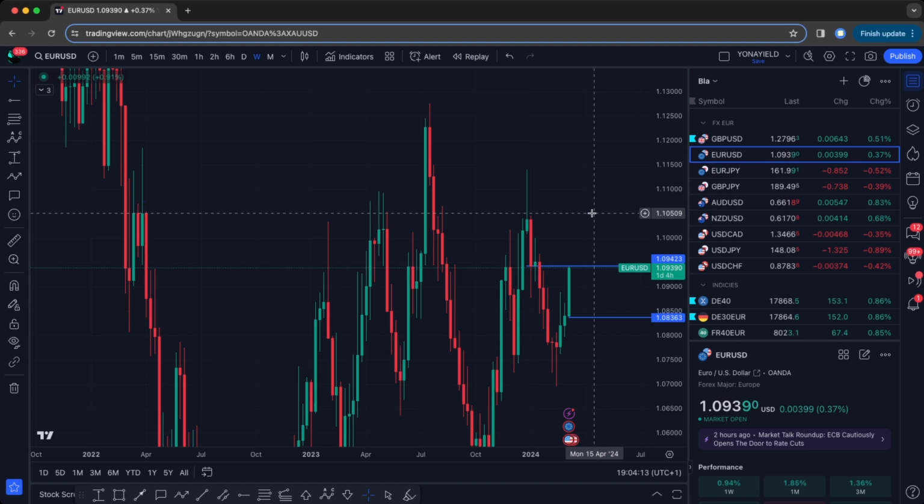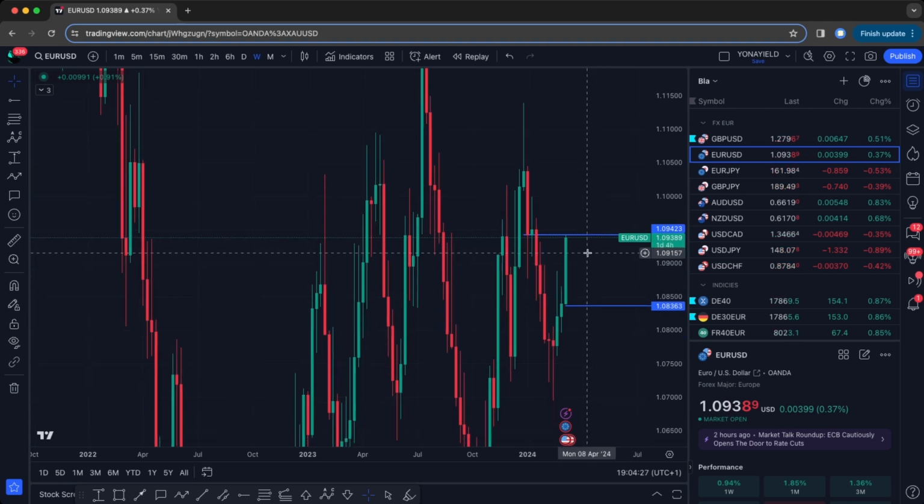So yeah, that's basically what I'm assuming now. I think tomorrow will be more of a sideways day. You need to do quick scalps tomorrow, take 10 pips here, 10 pips there, something like that, and be done with it, or leave out the trading day tomorrow. I don't think there will be much happening.